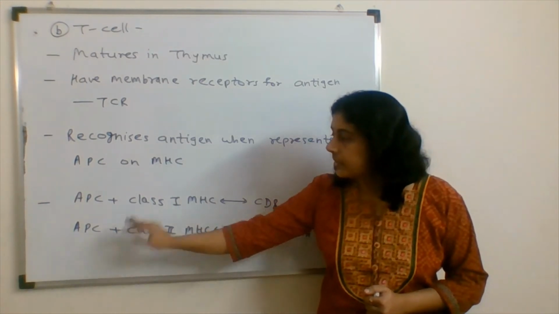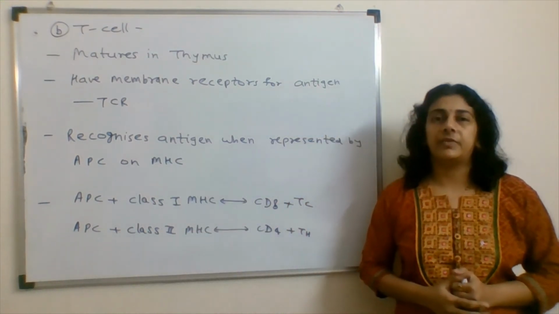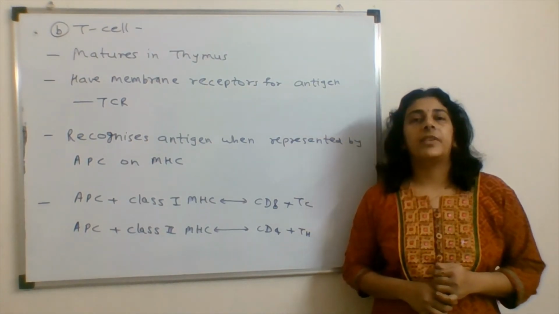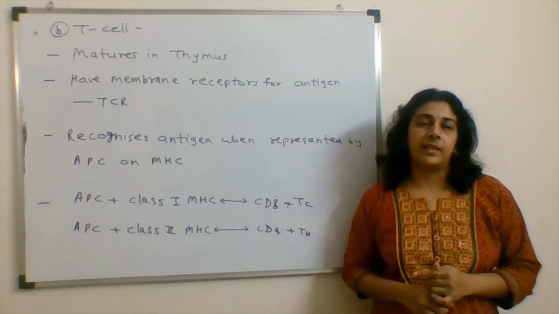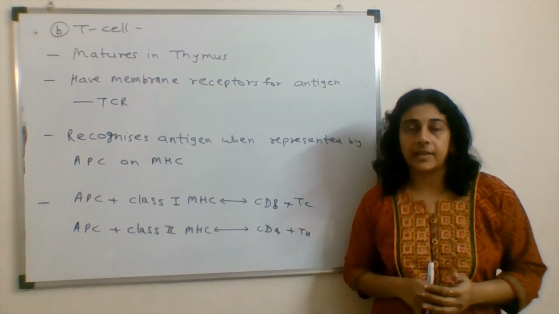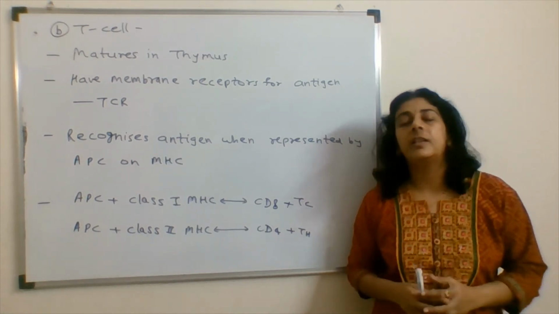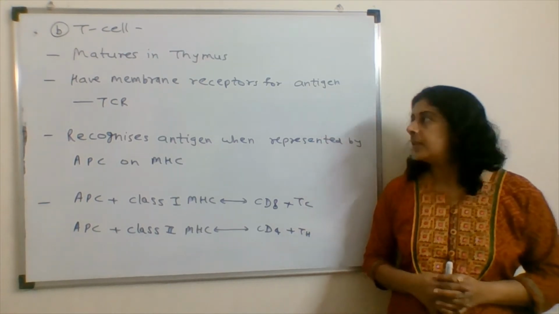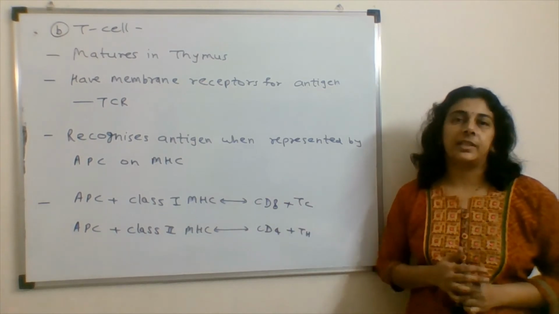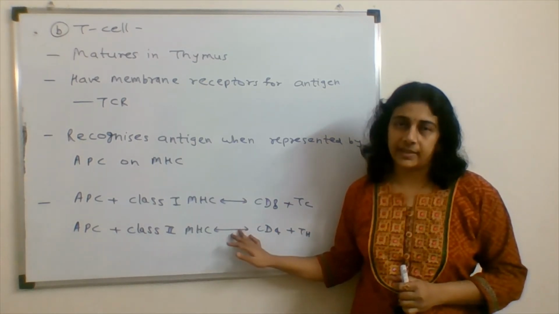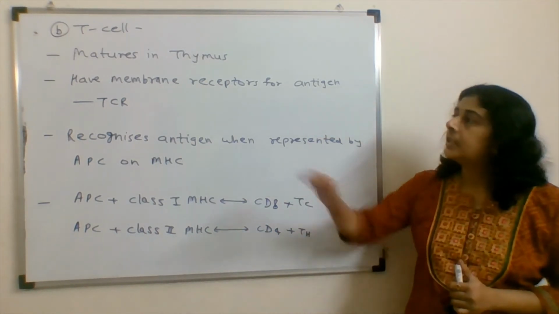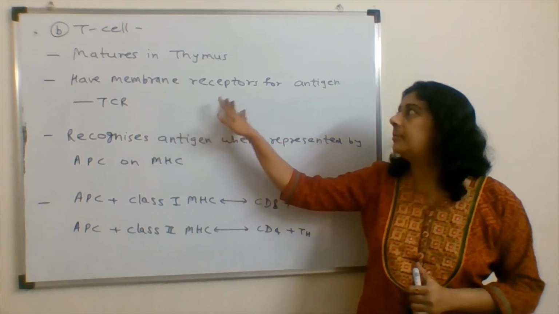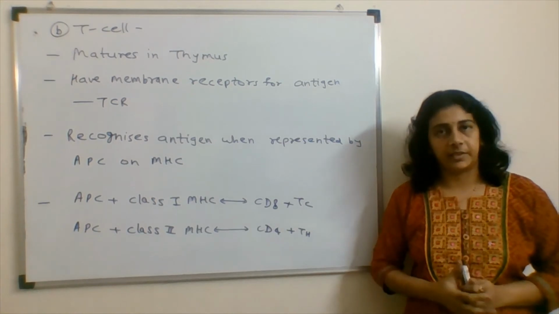Here this antigen presenting cell may be of different types. The B cell itself can work as an antigen presenting cell. Secondly, dendritic cells and macrophages are professional antigen presenting cells in our immune system. They work for the presentation of antigen to the T cell. Now here we need to focus that it again has membrane receptors on it.